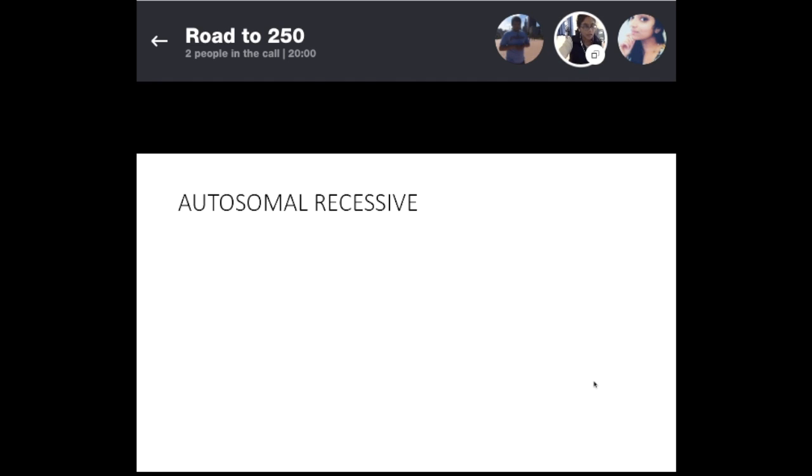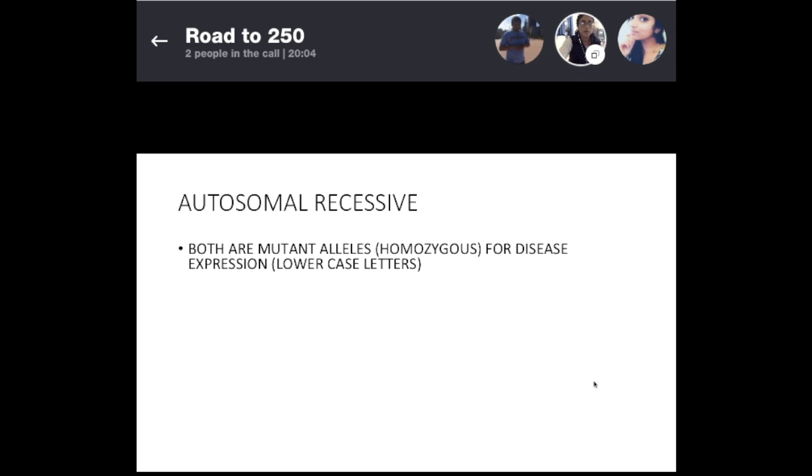Okay, so the next one is autosomal recessive disorders. Here, both alleles are mutant, meaning both are going to be homozygous for the disease in order for it to be expressed. So little r.